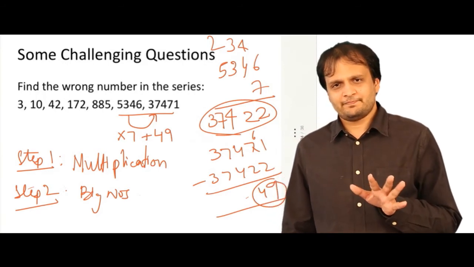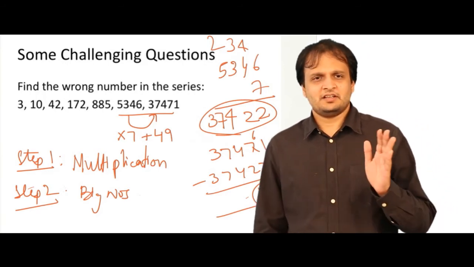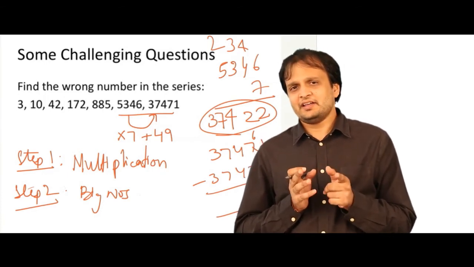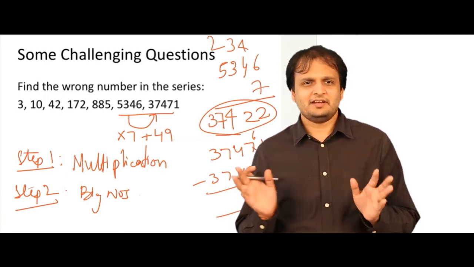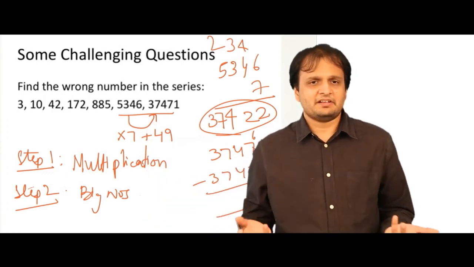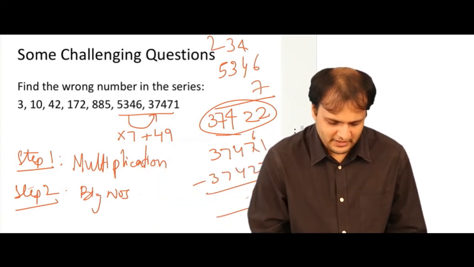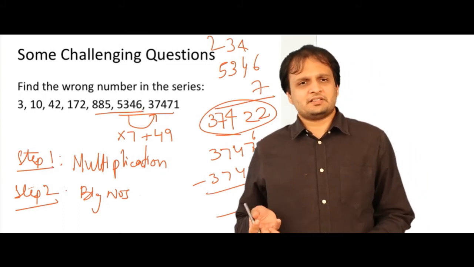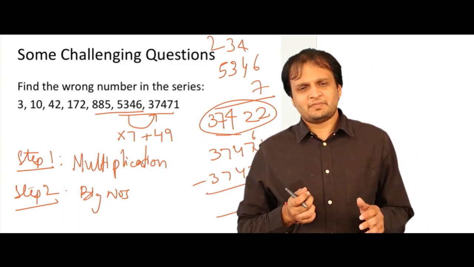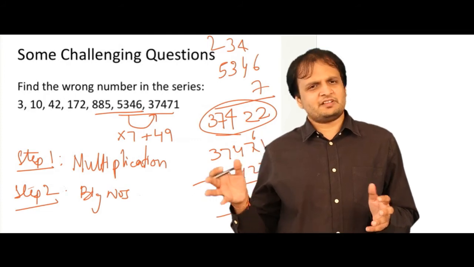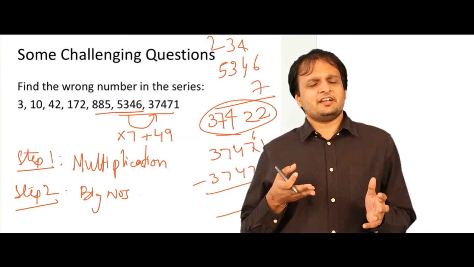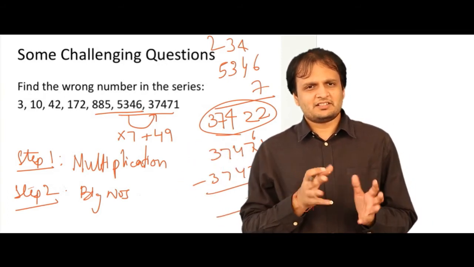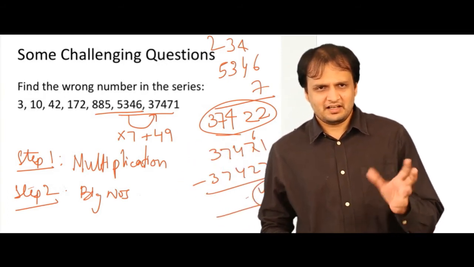Is this clear? Now, can you see something here? 49 is a very special number. Why? Because it is 7 square. Right? So let's see what happens. Maybe it's of use to us. Let's move behind. Now we have 885 and 5346. 885 is close to 900 and 5346 is close to 5300. So 9 into 6 is 54, right? 5400. So let's do multiplication by 6 and see how close we get.